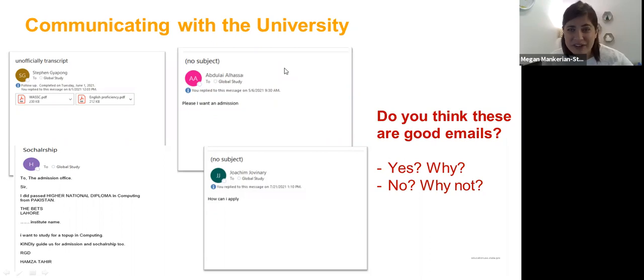On the bottom left corner, I think they need to put scholarship in the headline or the subject line, but it's not spelled correctly. And then it said, I did pass higher national diploma in computing from Pakistan. The best Lahore Institute name. Well, I'm going to stop reading there because there's a lot of spelling mistakes. So definitely double check your spelling and grammar before you send these emails.